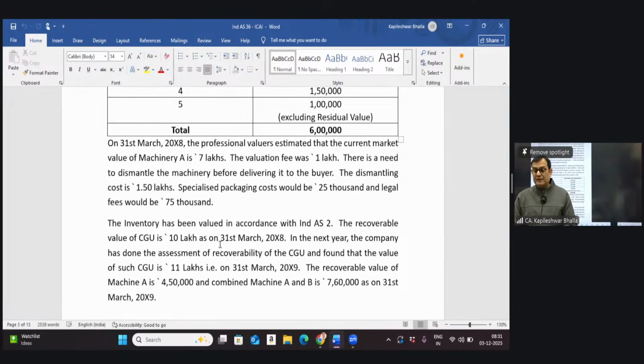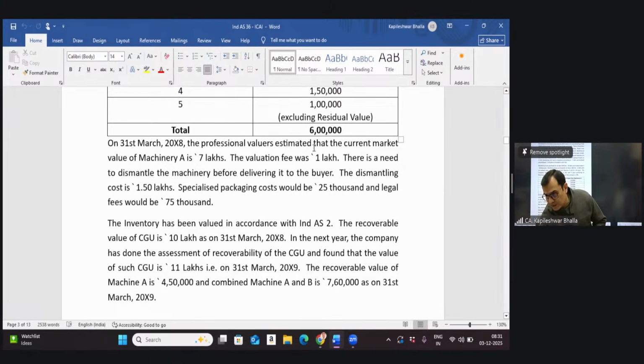Then he says there is a need to dismantle the machine, and the dismantling cost is given. The specialized packaging cost is given. So would you like to give me the value in use for this machine? Are you going to reduce everything? That is the valuation fee and the dismantling and the packing cost.